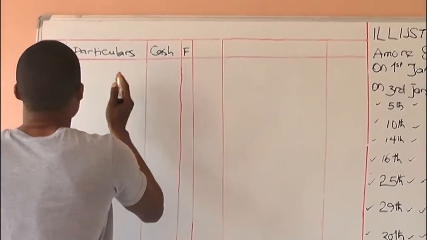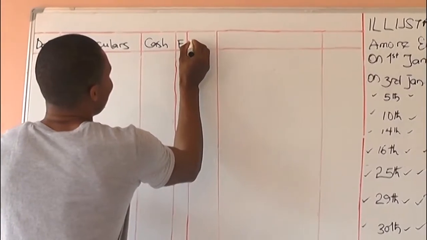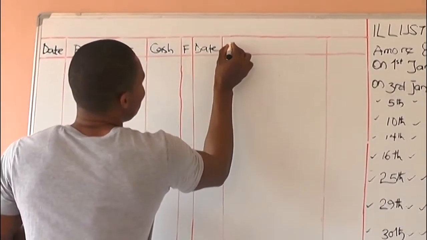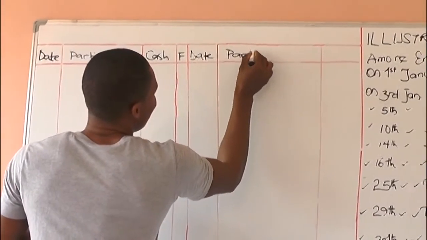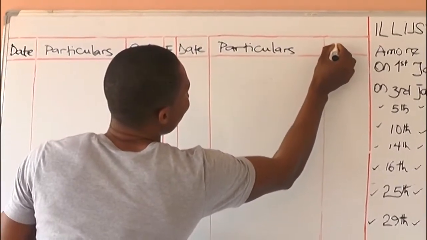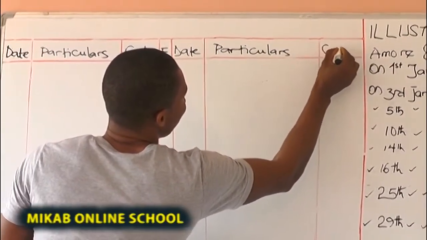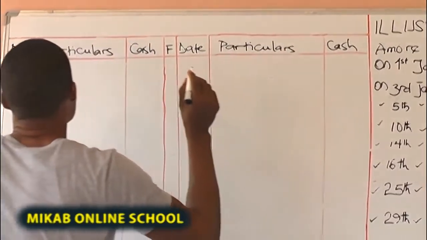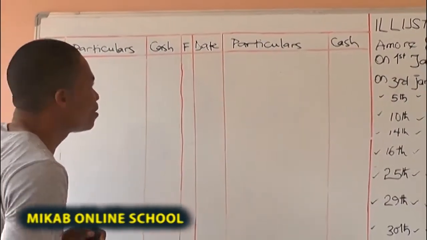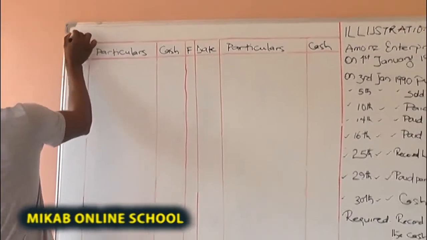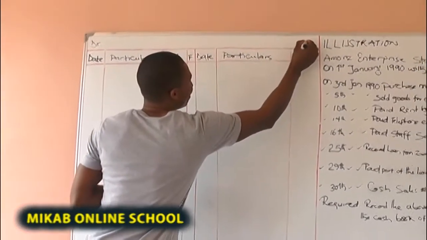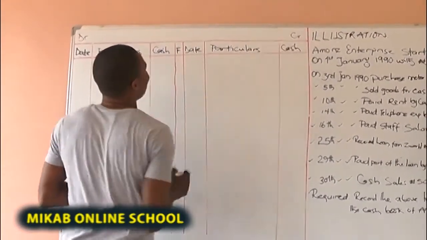The same thing that applies here applies to the other side: date, the particulars, and the cash. The next thing is for us to indicate the debit side and the credit side. Don't forget, this is what? An account. Therefore, it should have the debit side and the credit side.